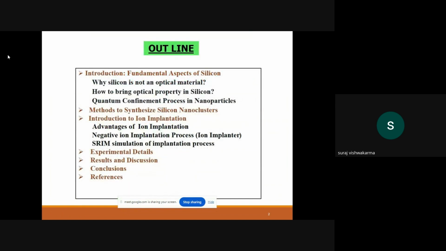The outline of my talk is the introduction, fundamental aspect of silicon, why silicon is not an optical material, and so on. Then I will discuss the method of synthesis, how silicon nanoclusters can be synthesized. Then the method I have used for the synthesis, called the implantation method, which I will discuss in short. Then experimental details, result discussion, and then conclusion.